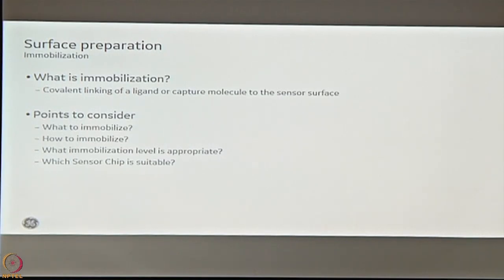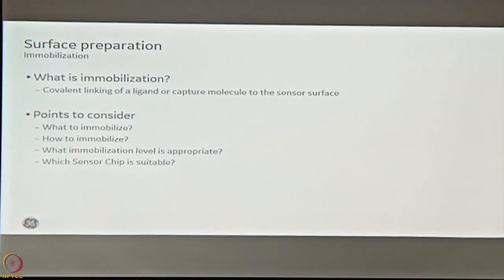So points to consider: first, which one you would like to immobilize. Then how you would like to immobilize, which chemistry you are going to use, whether you are going to use the direct binding approach or the indirect binding approach, all these things, right? What is the immobilization level you would like to use, okay? Because different applications require different immobilization techniques and amounts, right?